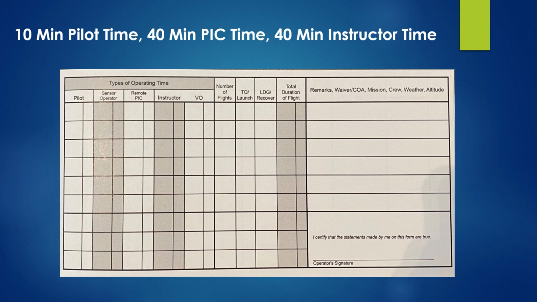This is the other side of your logbook. So when you open it up, the first page was the left-hand side. This is the right-hand side. I was pilot for 0.2 of that, and then I was the remote PIC for the entire time, and I was an instructor. In other words, I handed my controller off for 0.5 of that 0.7, and I was instructing the rest of the time.